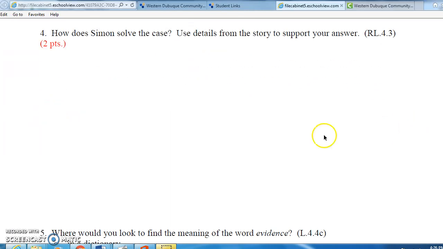Number 4 is a short answer question. So you will need to write your response following the RACE acronym. Restate, answer all the parts, cite your evidence, and explain your answer. So number 4, how does Simon solve the case? Use details from the story to support your answer. Please pause the video to go back to the text and record your answer.